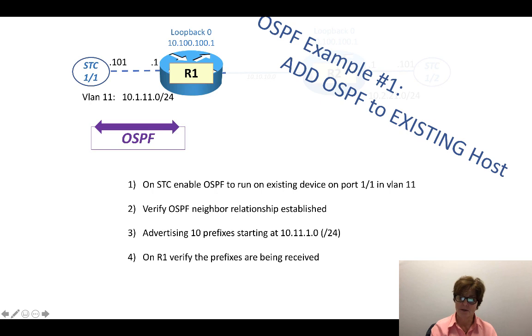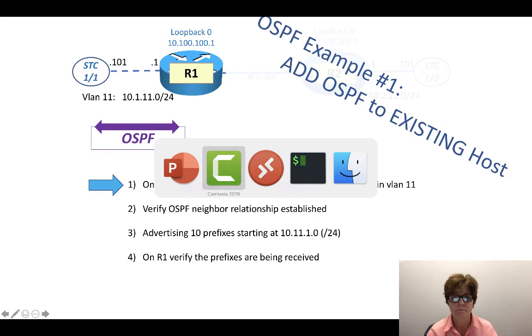Then we're going to verify that the OSPF relationship is established, and then we're going to advertise 10 prefixes from the Spirent Test Center to Router 1, and then we're going to verify that the prefixes are being received over on Router 1. So first and foremost, we're going to go to the Spirent Test Center and enable OSPF to run on the device.